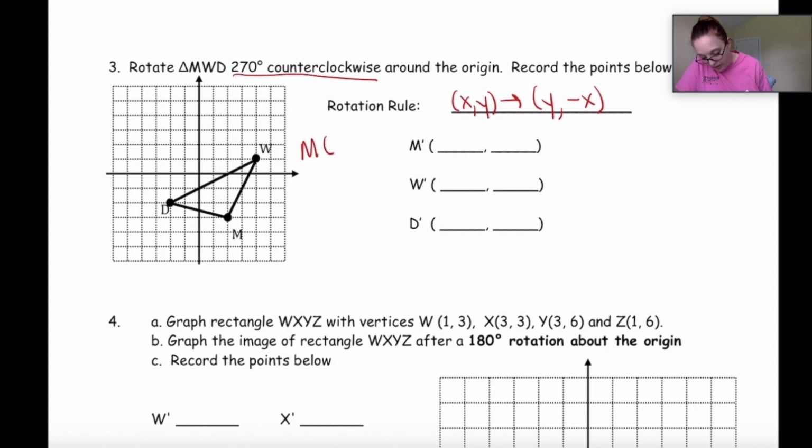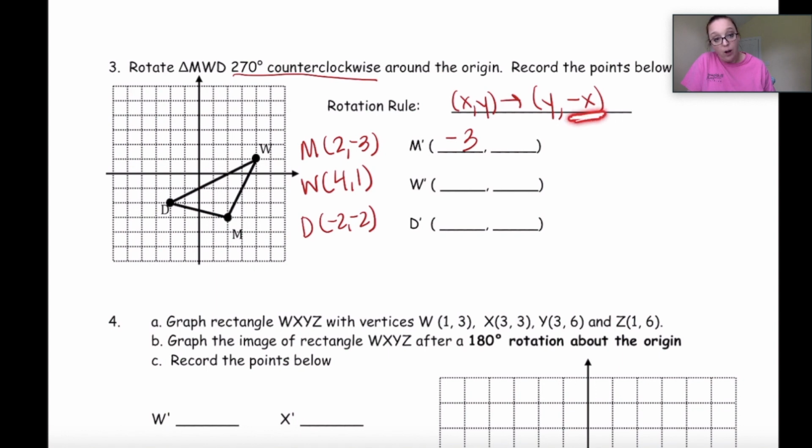So M is located at 2, -3. W is located at 4, 1. And D is located at -2, -2. Okay, so according to my rule, the first thing that I need to write down is the y coordinate. Well, the y coordinate here is -3. So I'm going to write -3. And then I need to write down the opposite of my x coordinate. So the opposite of 2 is -2.